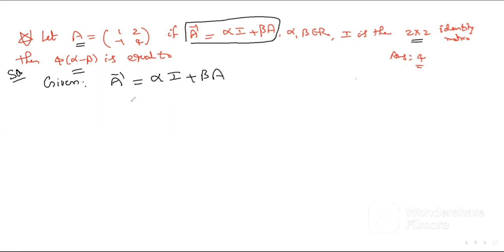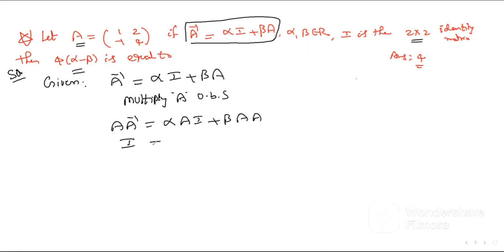Now we should multiply A on both sides. What we get here? A into A inverse is equal to alpha into A into I plus beta into A into A. A into A inverse, we get identity matrix I. Alpha into A into I, A into I is nothing but A. Beta into A into A is nothing but beta into A square.